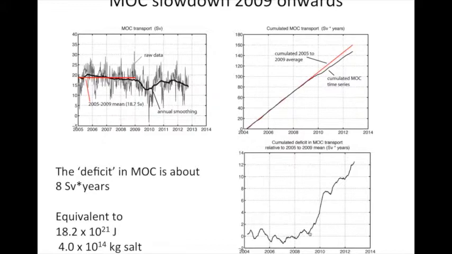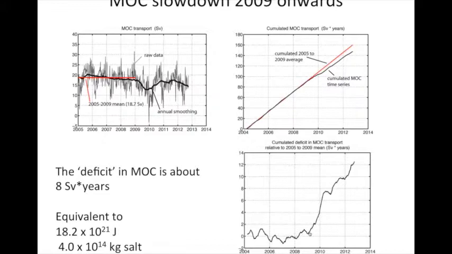Okay, so in 2009 there was a slowdown in the MOC. So this is the MOC time series, the high resolution time series here in grey. This black is an annual smoothing of it. So this is the downturn which stands out very markedly there. This red line here is an average from 2005 to 2009, so that kind of shows you what we thought was a typical MOC until they brought these dates back.